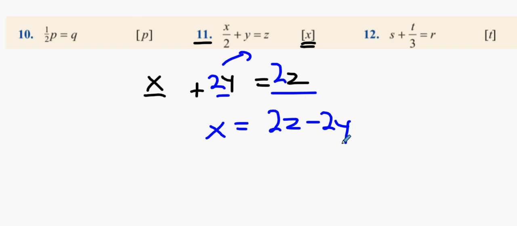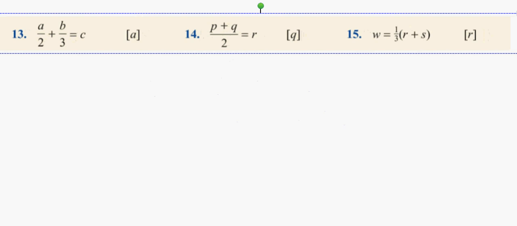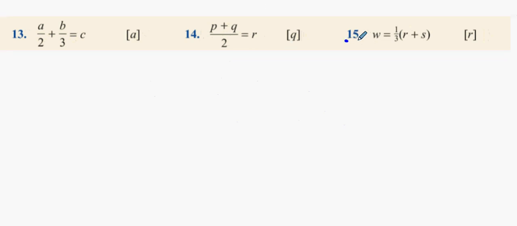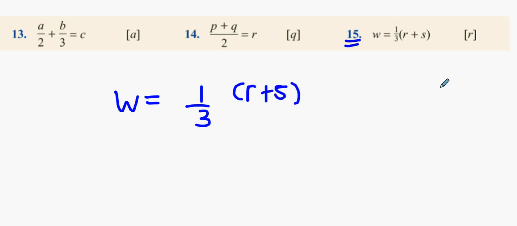Okay, let's go again. One more. Okay, same deal with the likes of 15. I'll do 15 for you because 15 has a slight alteration to it. Okay, W equals 1/3 R plus S. Please look at this, guys. If I wanted to multiply 1/3 by 7, what would the answer be?